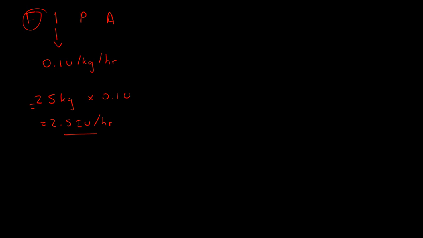And once your blood sugar has dropped to less than 12, you can halve this dosage and give 0.05. So if we divide 2.5 by 2, that's going to give us about 1.25 international units per hour. This is if this person's blood sugar is now less than 12, we're giving half the dosage to prevent them from tipping into hypoglycemia.